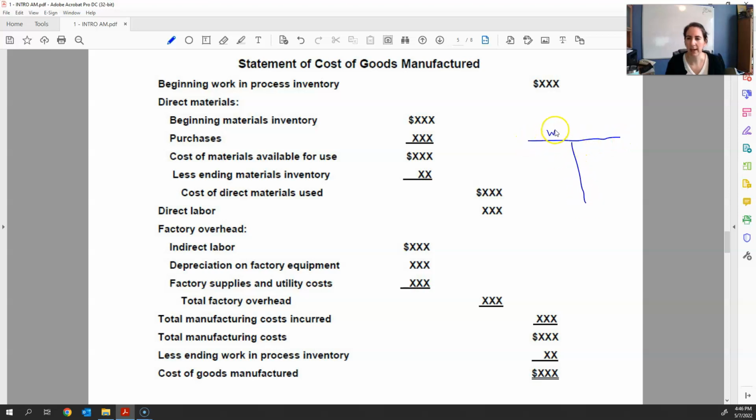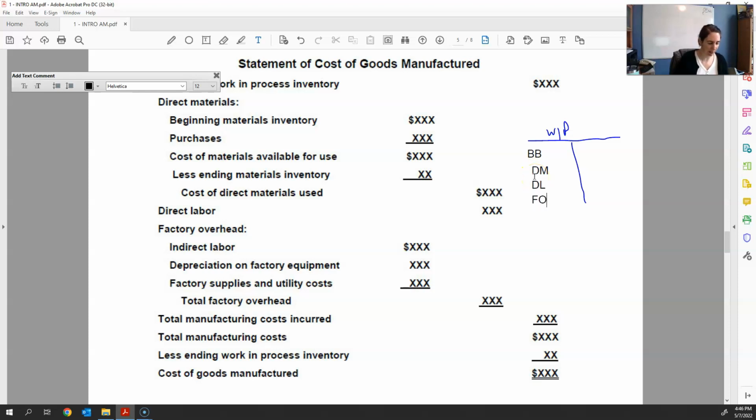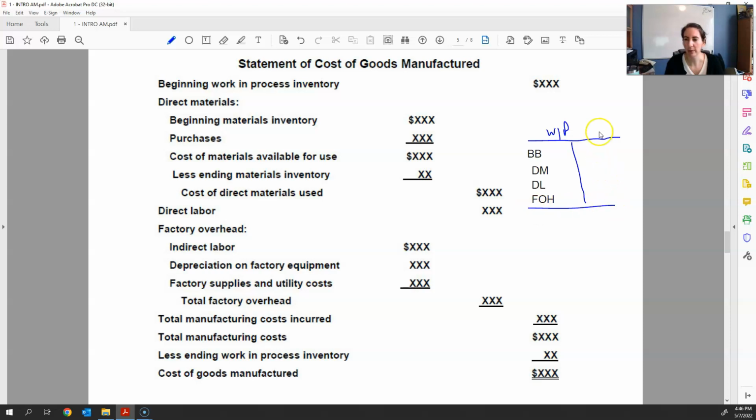So WIP is a category of inventory. I probably should type that. The idea is you start off with some sort of beginning balance, and then we add to it during the course of the month any direct materials, any direct labor, any factory overhead. And those are the costs of the products, right? And then when we finish them, they actually go over to a new category called finished goods inventory. Okay, so when they leave, they're going out to finished goods.